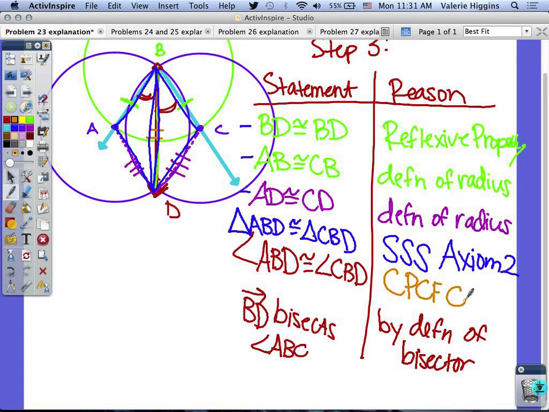So now we can say that this angle is congruent to the second angle that we created by this bisector. If these two angles are congruent, that means that BD bisects ABC by definition of bisector, which is what we wanted. We wanted to construct a bisector. So if we get to the point where we can say that these two angles are congruent, then that means that we have a bisector.